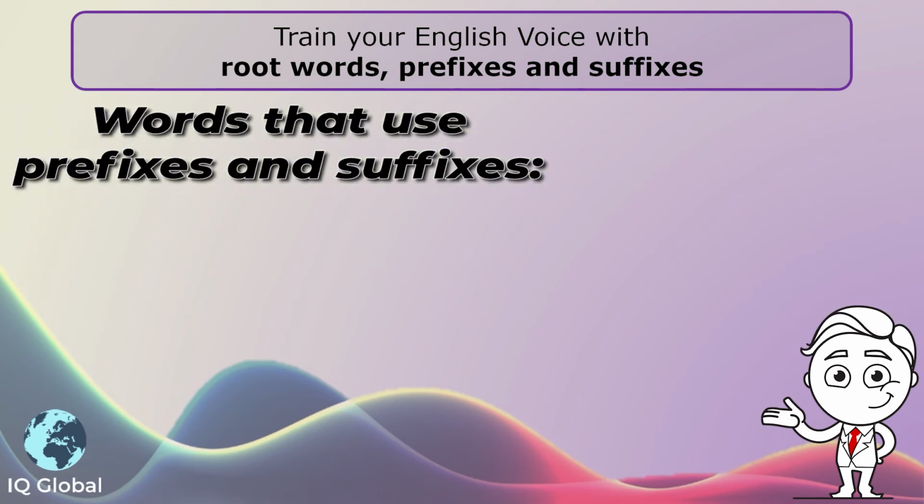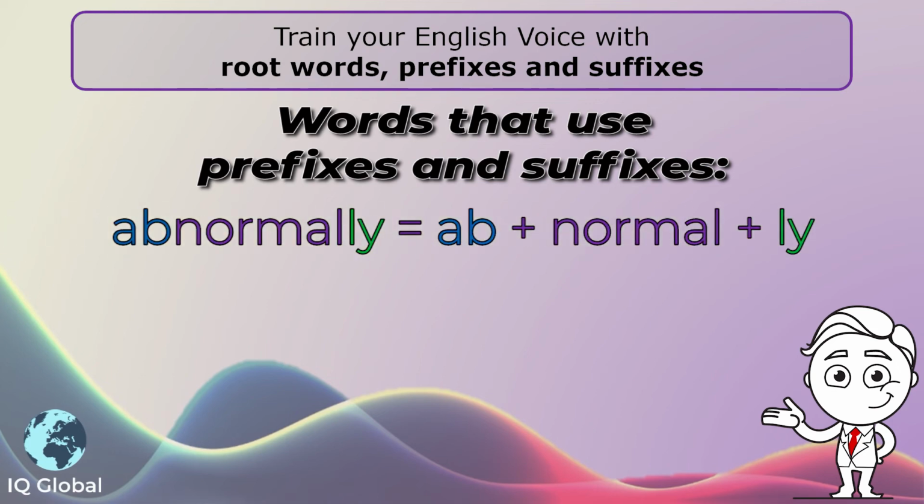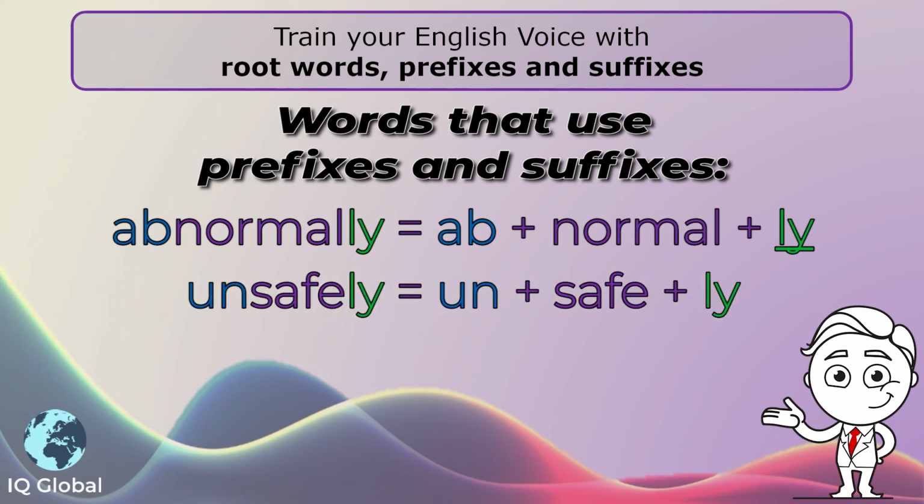Now let's look at some words that use both prefixes and suffixes. For example, abnormally. The root word is normal, the prefix is ab, and the suffix is ly. This means not normally. Our next example, unsafely. The root word is safe, the prefix is un, and the suffix is ly. This means not safely.